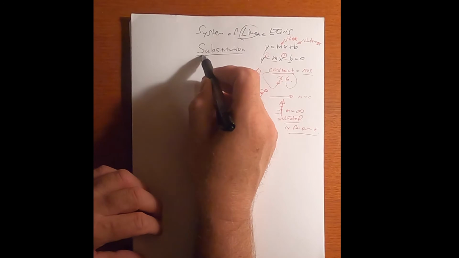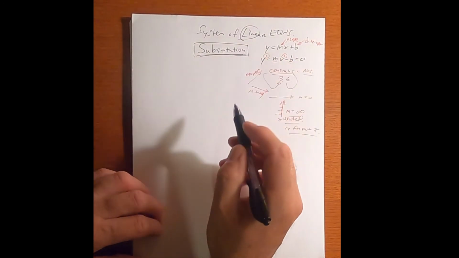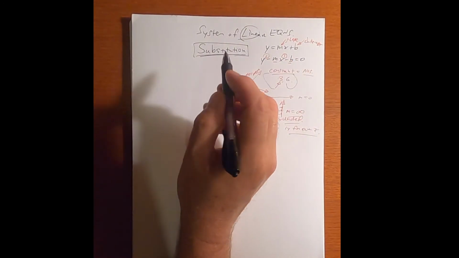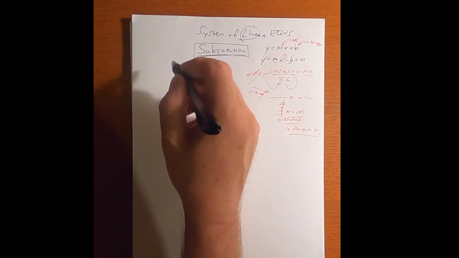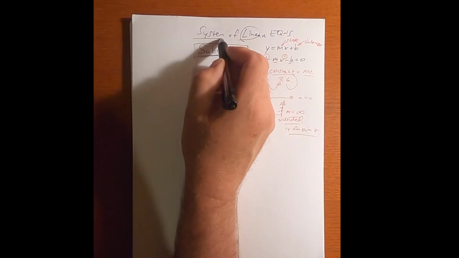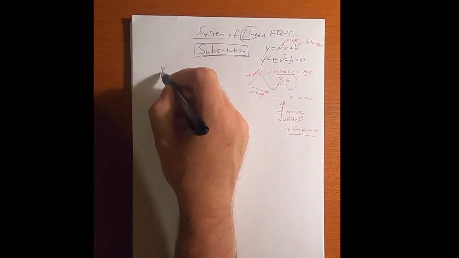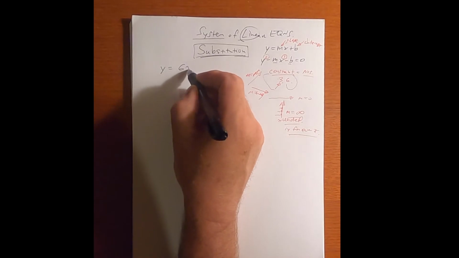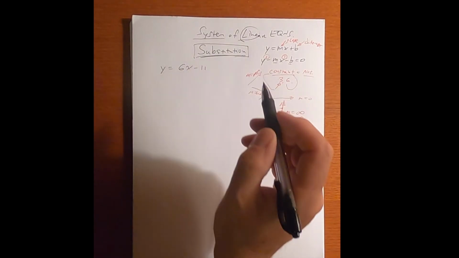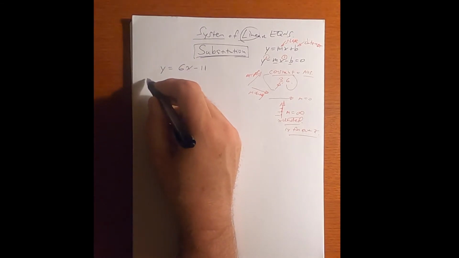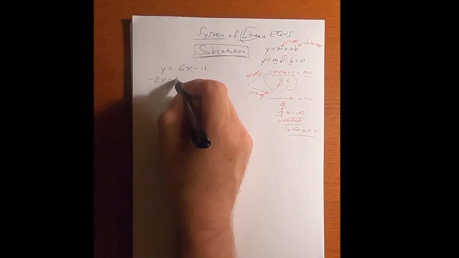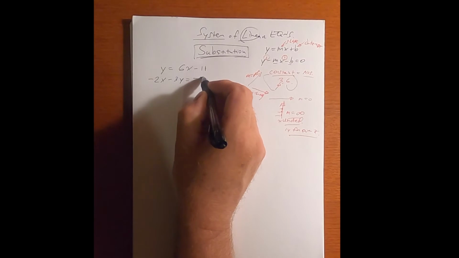Okay, let's look at an example here. Substitution is where we're going to take one of the x or y, and we're going to put it into the second equation. So let's see what a system looks like. So here you have y equals 6x minus 11, rather. Okay, negative 2x minus 3y equals negative 7.